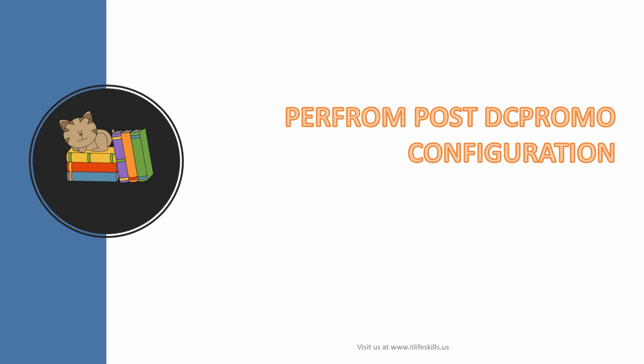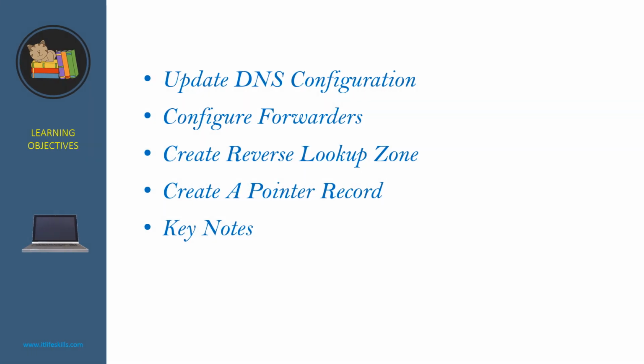In this lesson, let's perform post DCPromo configuration. To get the domain controller up and running after the DCPromo process, we need to update DNS configuration, configure forwarders, create reverse lookup zones, and create pointer records. And finally, we need to sum up the lesson with the keynotes.